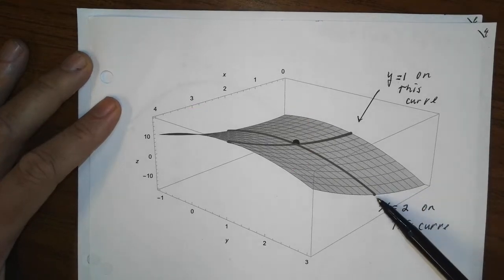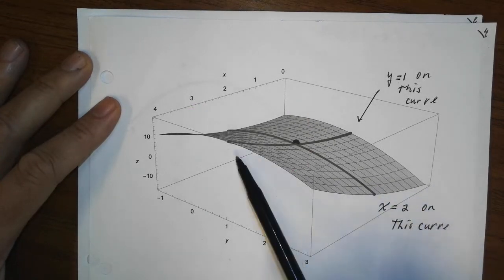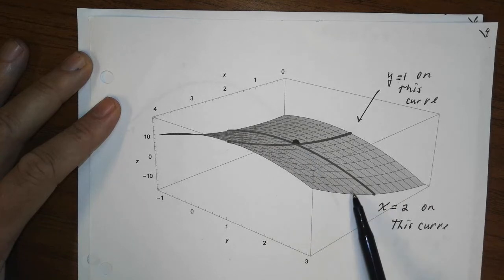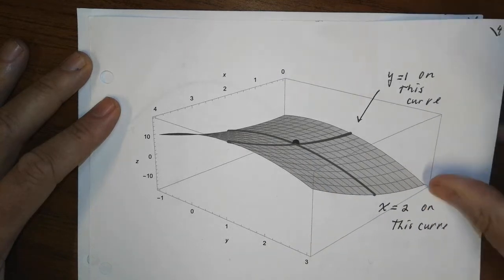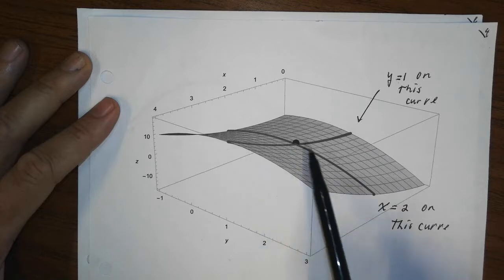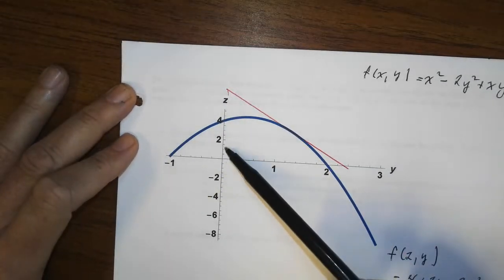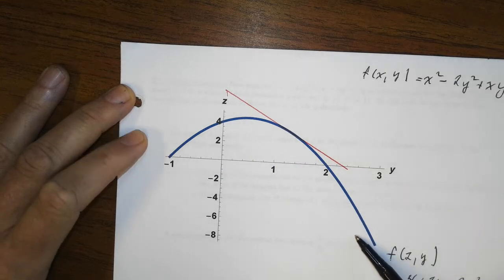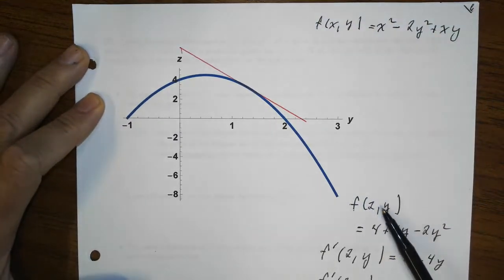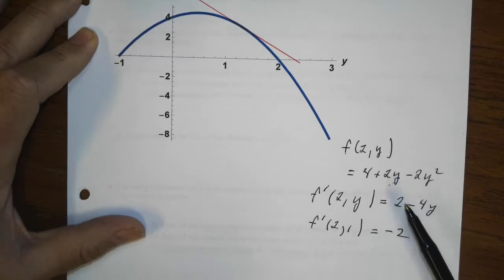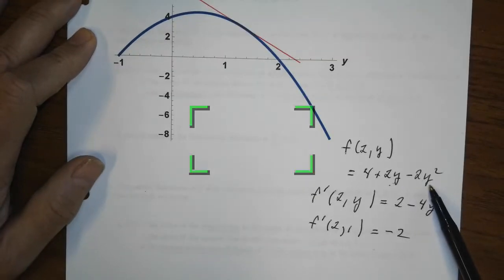So let's take the curve where x is 2, take it where it's on the surface, lift it up, and plot it as a cross-section. And we can see that it's going to sort of open down like that. If we do so, we get this parabola, which is opening down. If we fix x at 2 and substitute into this formula, we get a cross-section that looks like this.